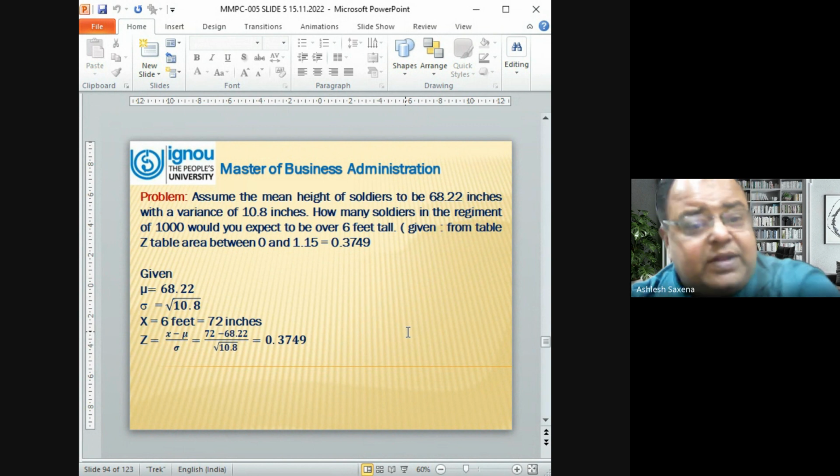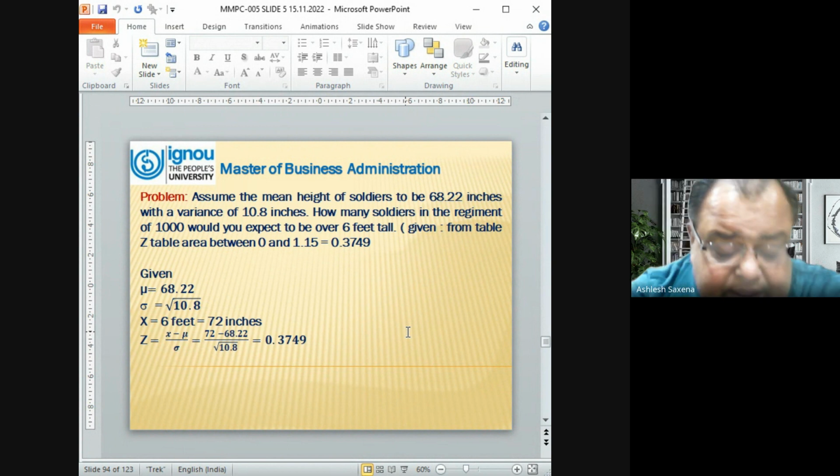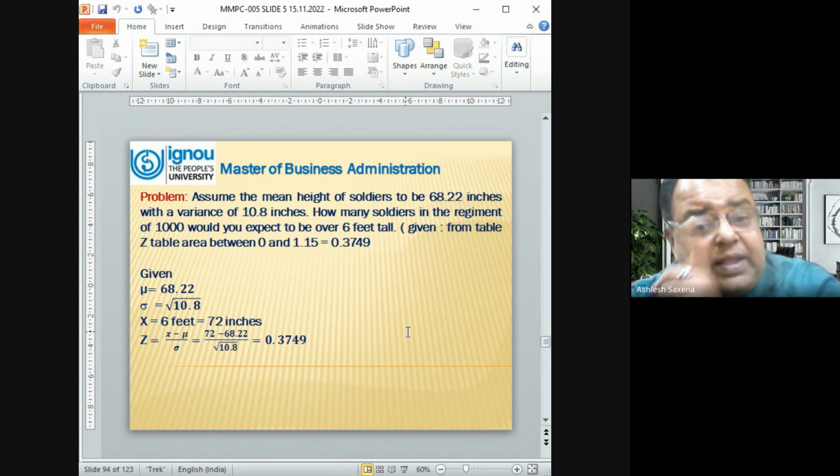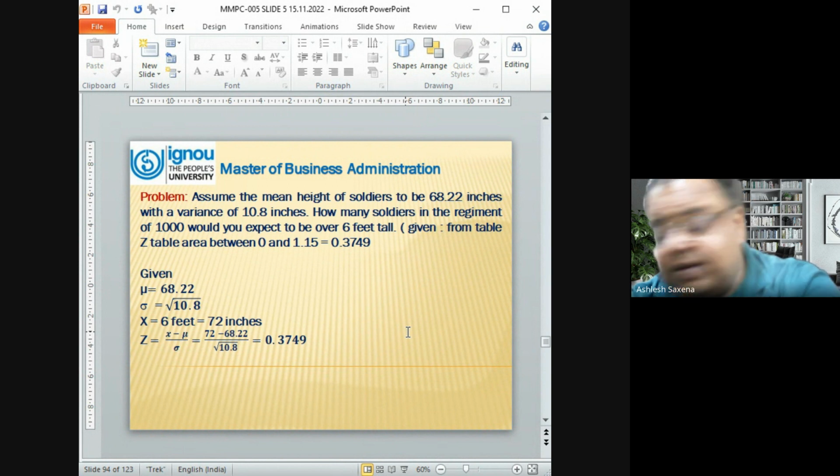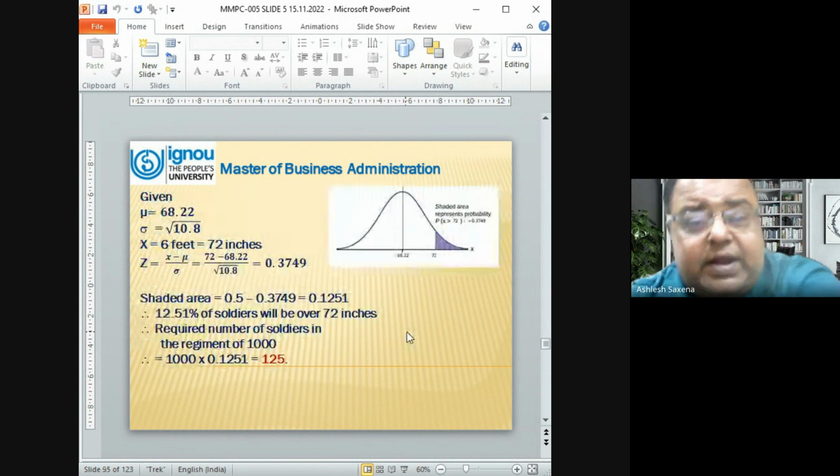And what I have to find? A regiment of 1,000 is expected to be over 6 feet tall. That means my x will be 6 feet. The mean is given in inches, so I have to convert feet into inches. 6 feet is equal to 72 inches. Now, we have to calculate Z. Z is equal to x minus mu upon sigma. This is the standard result. 72 minus 68.22 divided by under root 10.8, which comes out to be 1.15. The area is 0.3749. Plot it. Here it comes.